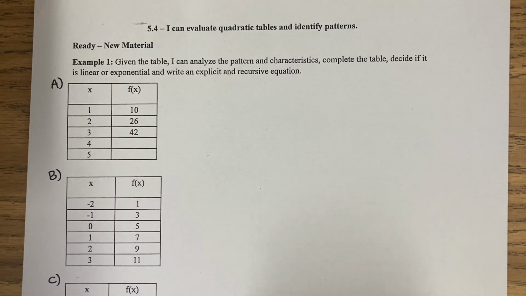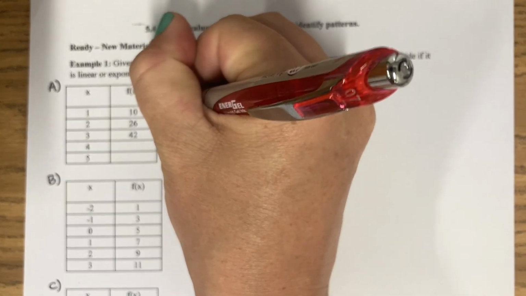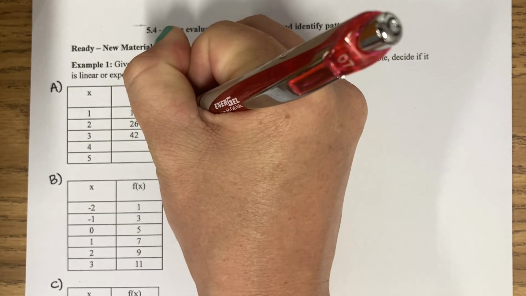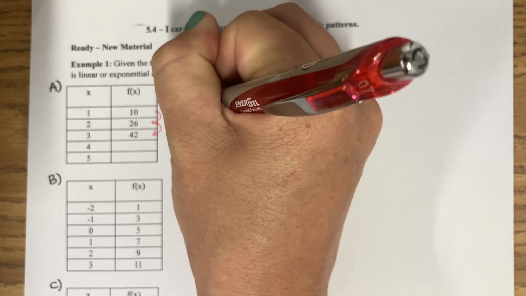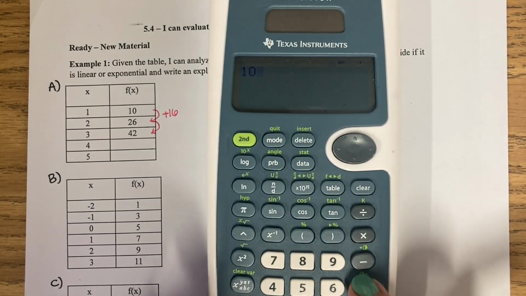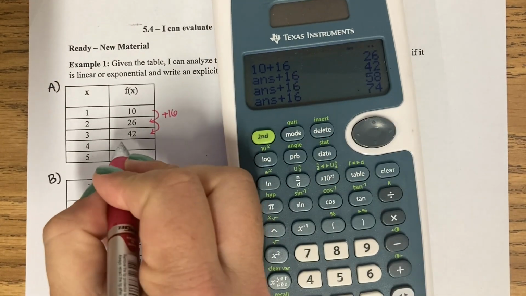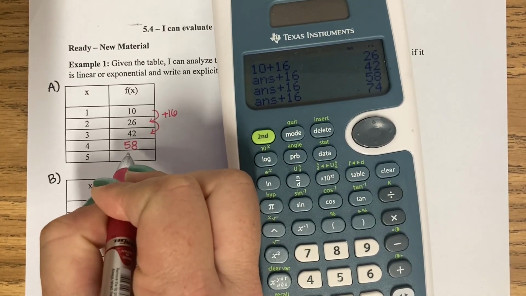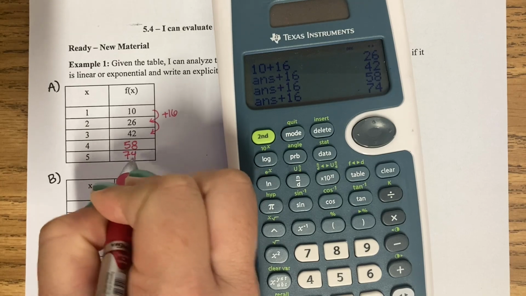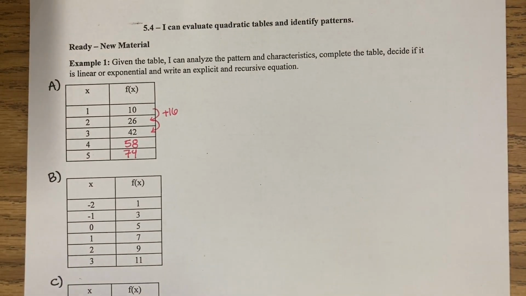So first example, we're looking at our pattern 10 to 26 to 42. That's adding 16. Let's see if that works. 10 plus 16 plus 16. Yep. Plus 16 plus 16. So that'd be a 58 and a 74. I then can build my recursive and explicit.